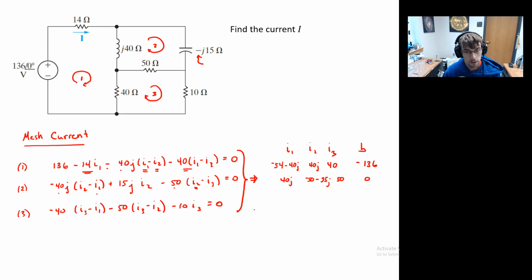Well, last one. We have a 40 for I1, we have a 50 for I2, and then we have 40, 50, 10, so we get a negative 100 for I3. And there is my augmented matrix, if you will.